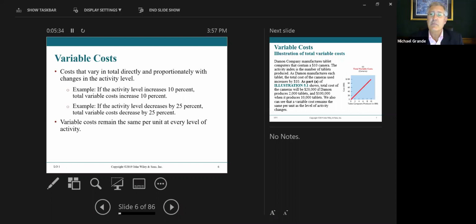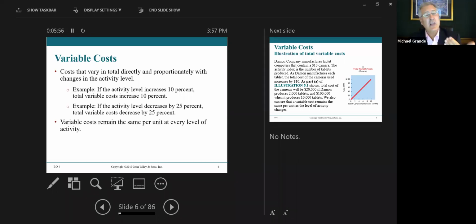Variable costs remain the same on a per unit basis. So one of the things that's very important to remember with regard to variable cost is the cost per unit is constant. In fact, that's the way that you can determine if a cost is variable, because when you calculate cost per unit, it is constant.